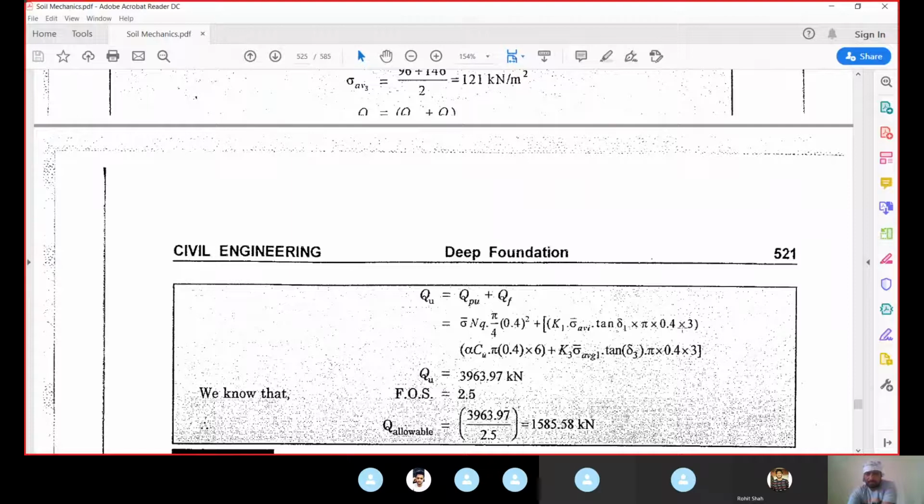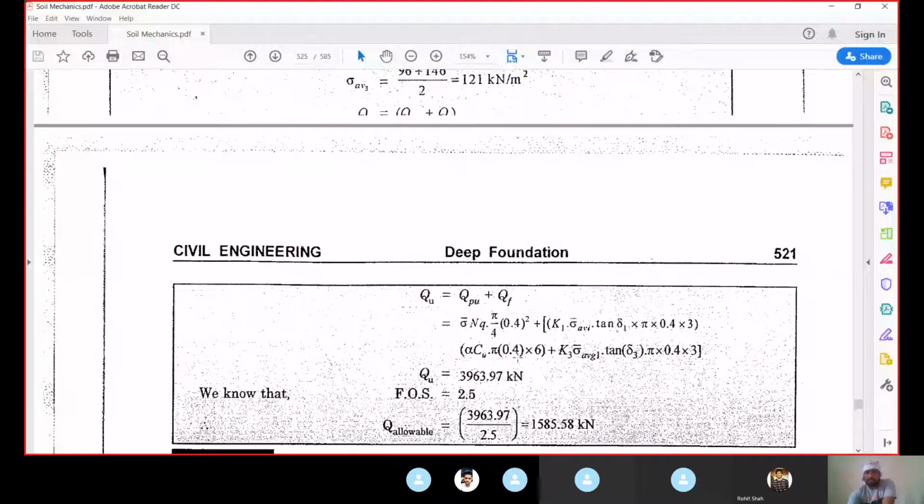For clay, we will have this expression: alpha Cu into pi D into t, because we have clay till 6 meter depth, plus K3 into sigma average tan delta 3 into pi D into L. Alright, load is 3963.97 kN. Now using the factor of safety, we can easily compute the allowable load.